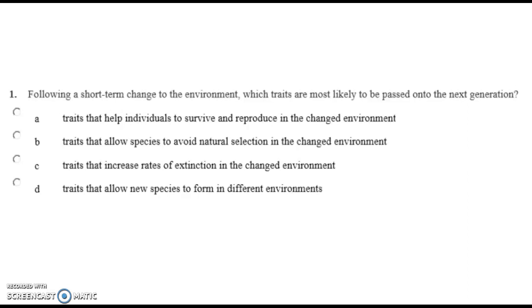Question 1. Following a short-term change to the environment, which traits are most likely to be passed on to the next generation? A. Traits that help individuals to survive and reproduce in the changed environment. B. Traits that allow species to avoid natural selection in the changed environment. C. Traits that increase rates of extinction in the changed environment. D. Traits that allow new species to form in different environments.